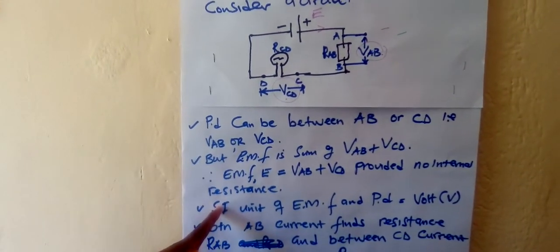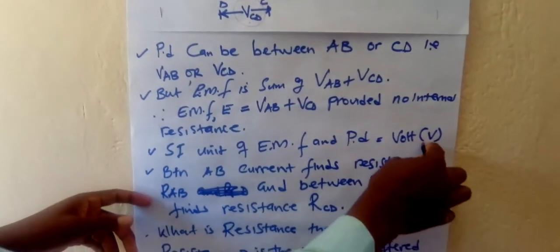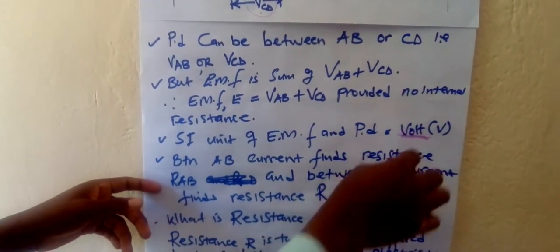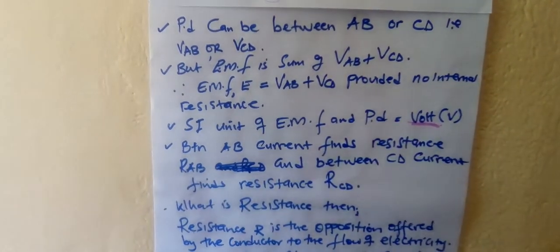Like PD, EMF both have the SI unit known as volt. Volt is abbreviated as V.